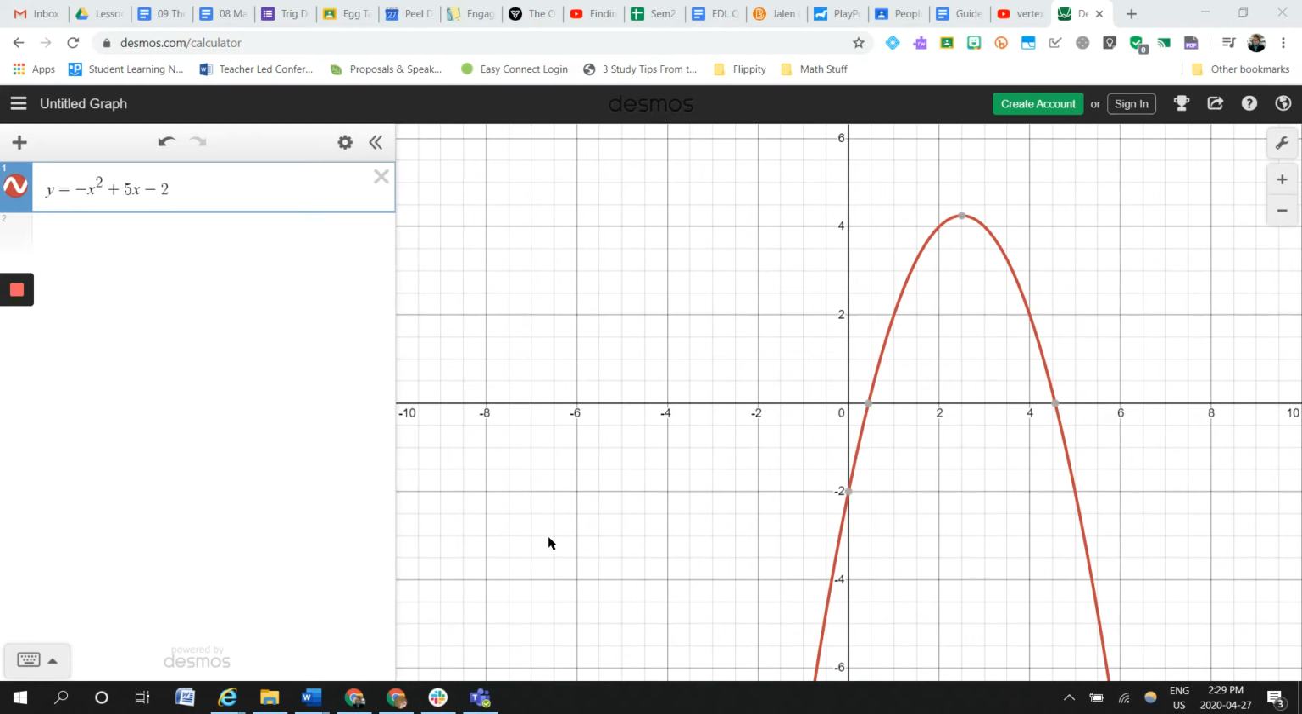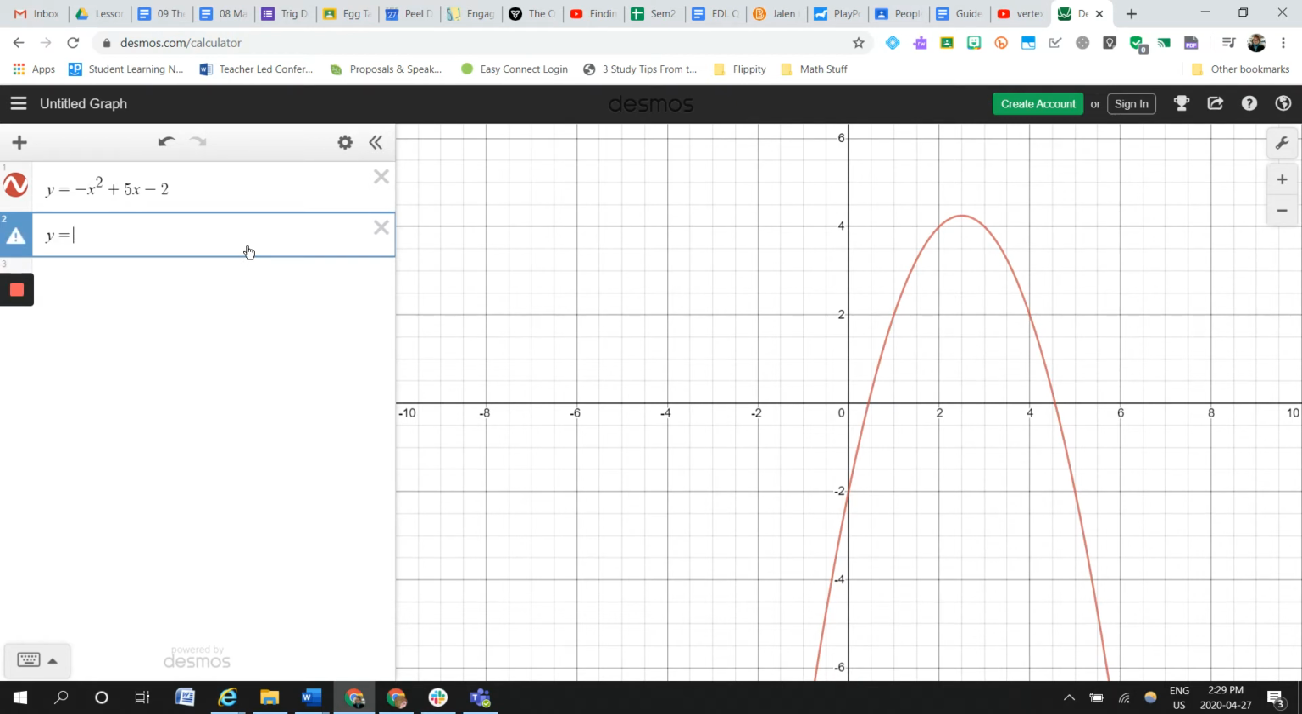One of the ways that we can find vertex form when we're given standard form is to use a graph. So here's an example. We've got y equals negative x squared plus 5x minus 2. And if I want to rewrite that in vertex form, well, I need to know the vertex. So we use a graphing tool like Desmos, which will allow us to identify that vertex. And then we can write it into what we know as vertex form.